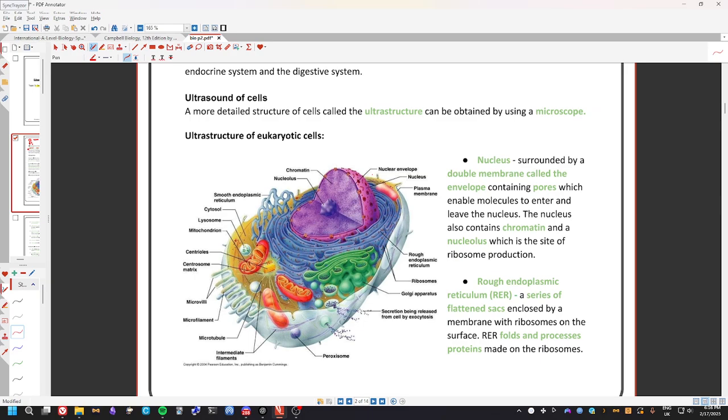Now, how can we see more detailed pictures of cells?